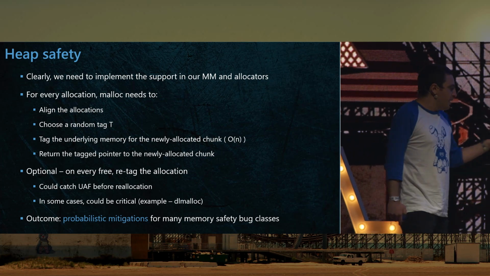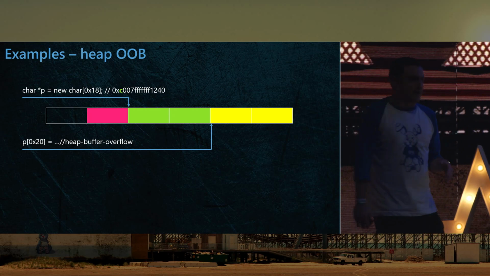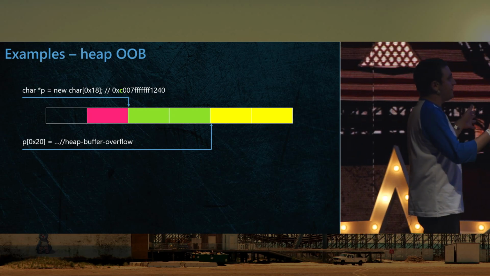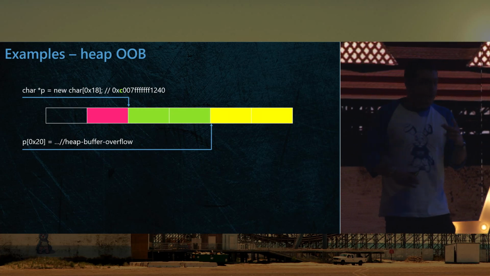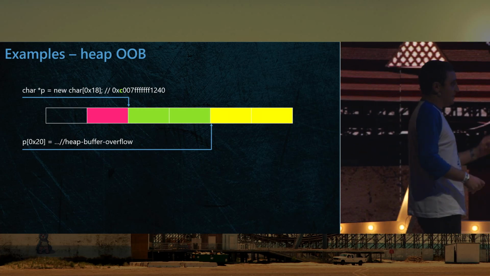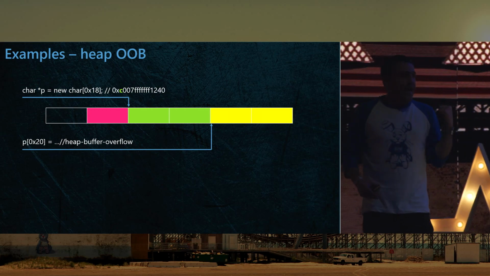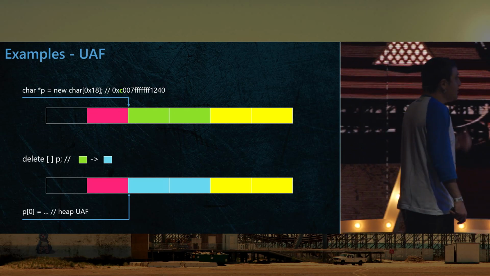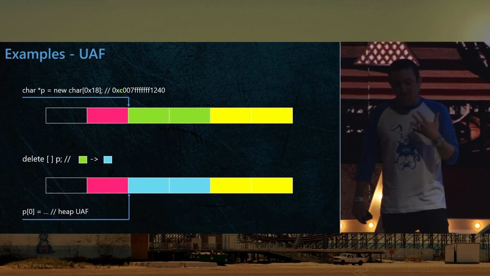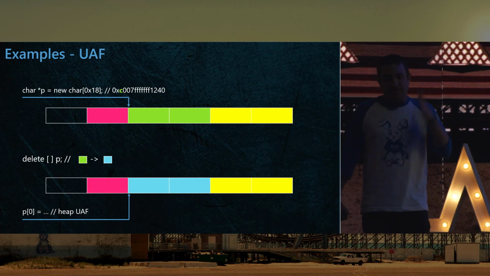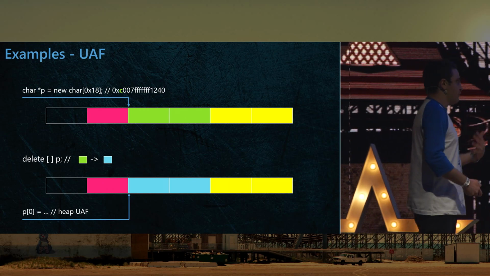The TLDR is that we get probabilistic mitigations for most of the memory safety bug classes, and I want to show you some examples. So if you just try to allocate some chunk on the heap and read or write out of bound, you are very likely to segfault. Actually, with a probability of 15 out of 16, you will crash, because the tag out of bound is very likely to be different. Same goes for use after free. If you do retag allocations during free, you are very likely to crash, because if you do malloc, free, and then try to read or write through your dangling pointer, the tag is very likely to be different.